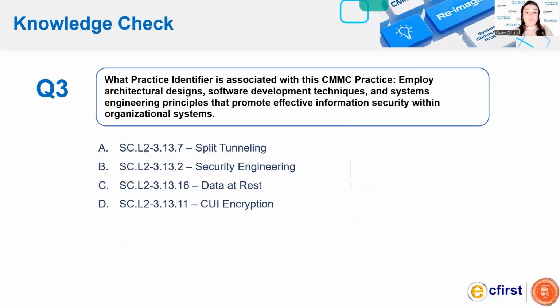Question 3, what practice identifier is associated with this CMMC practice? Employ architectural designs, software development techniques, and systems engineering principles that promote effective information security within organizational systems. And the answer for question 3 is B, security engineering.